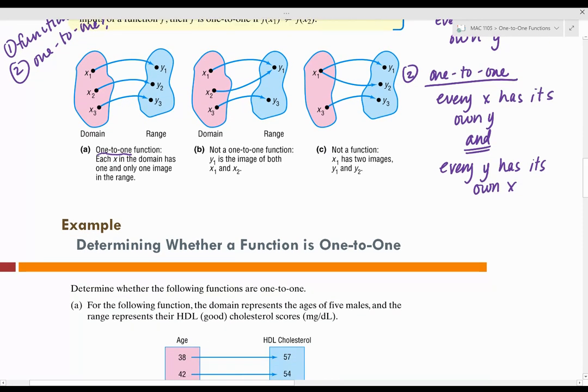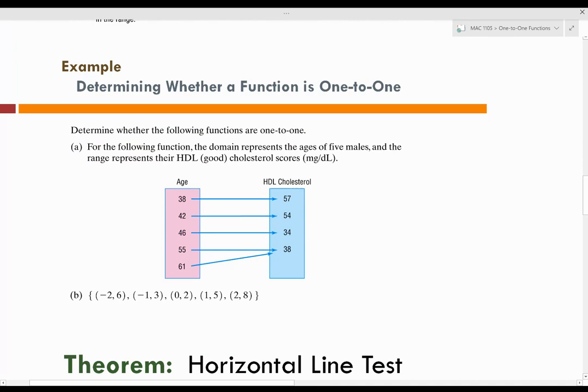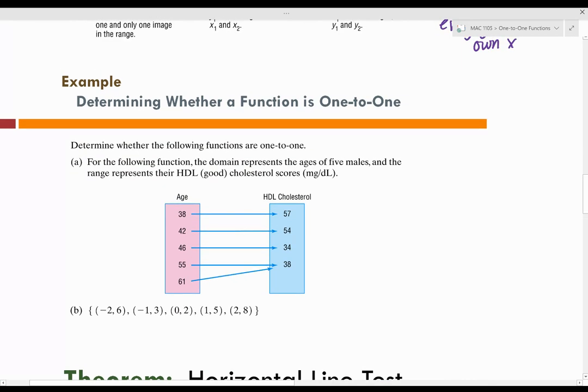So let's look at some examples. Okay, so in this example, they want us to determine whether a function is one-to-one. Okay, so notice it says determine whether the following functions are one-to-one. They've already told us that what they're giving us are functions. If they hadn't, we would need to prove that they were functions first before we prove if they're one-to-one functions, okay? Because remember, there's levels, okay? So we already know that they're functions, so we're good.